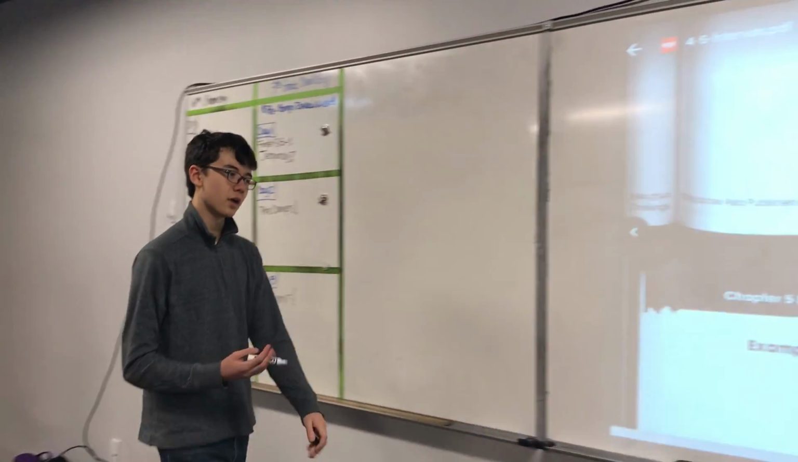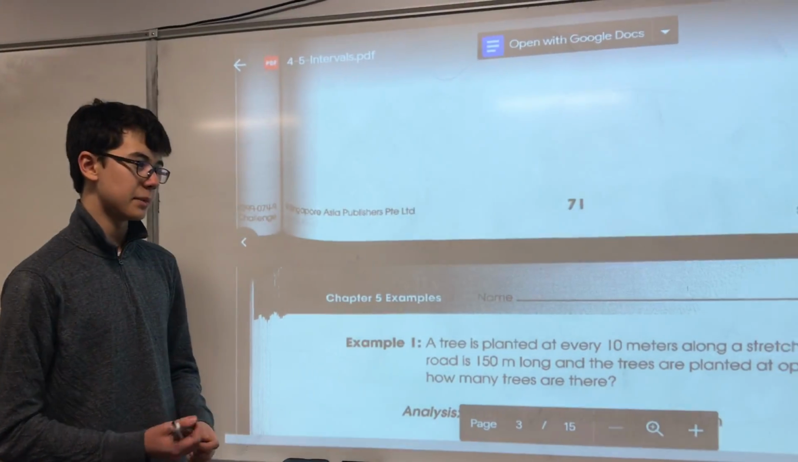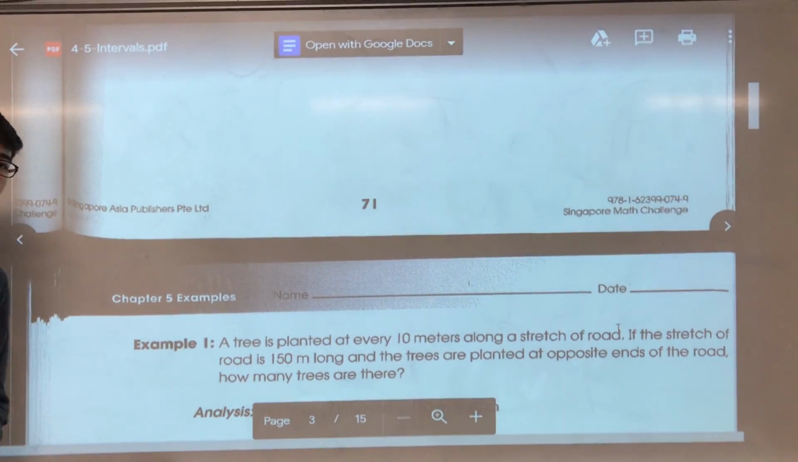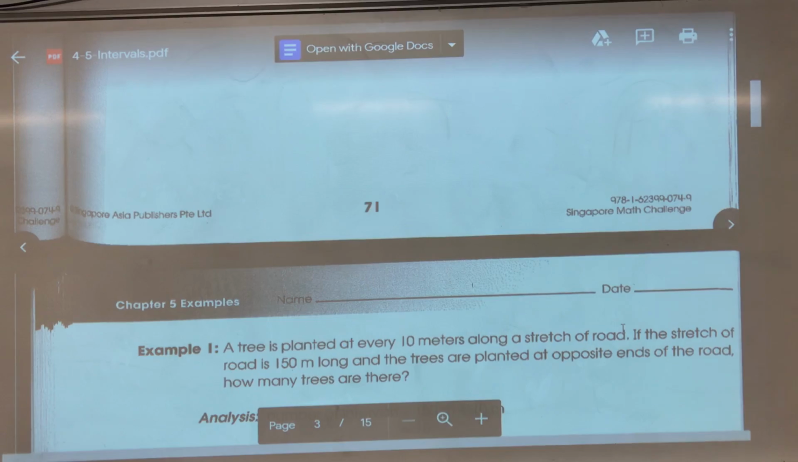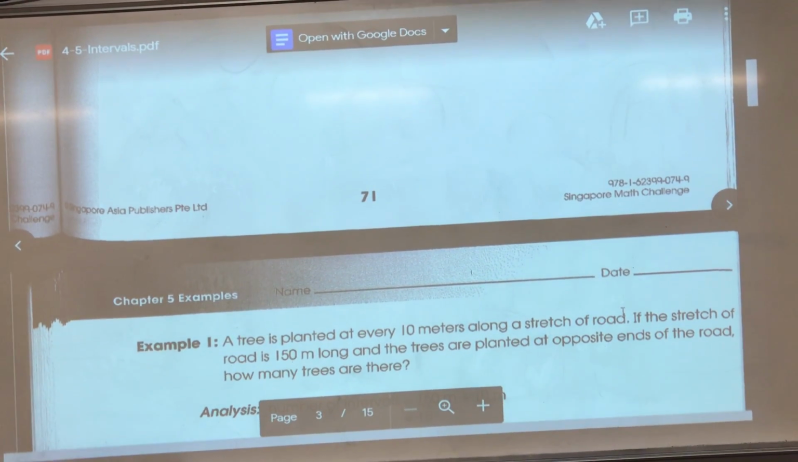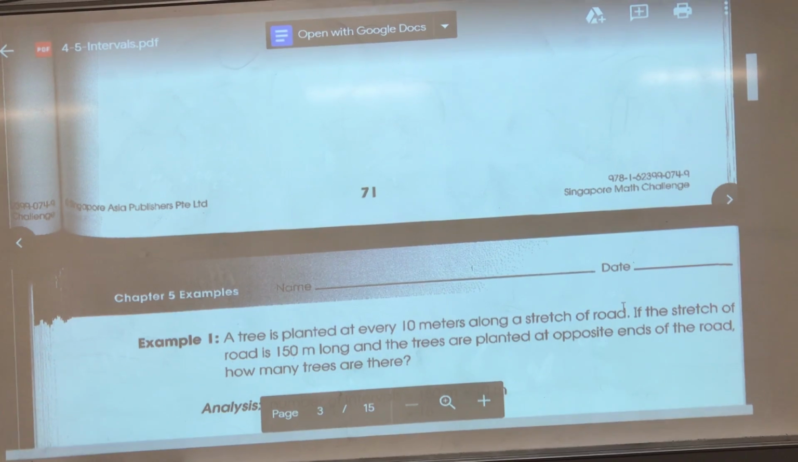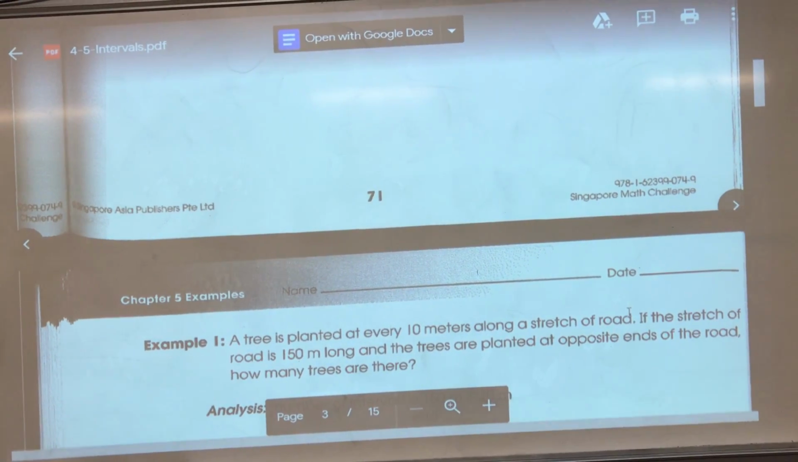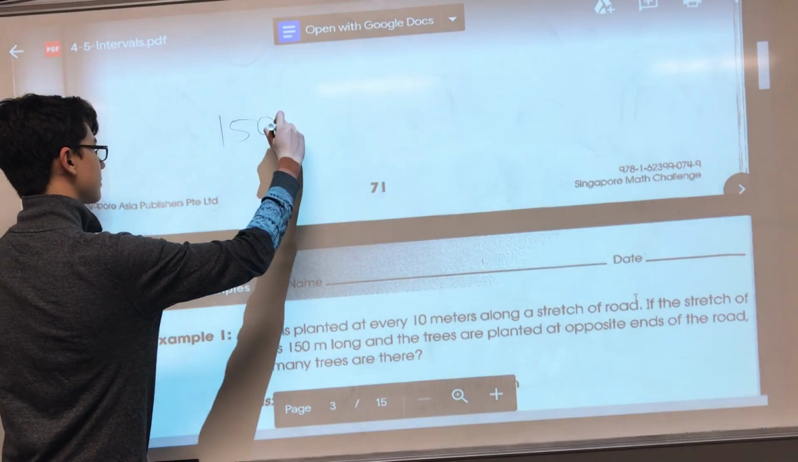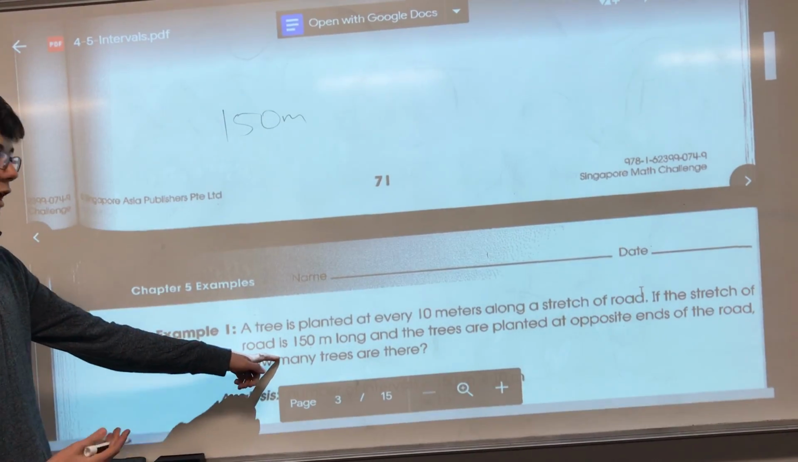So our first problem is a tree is planted at every 10 meters along a road. If the road is 150 meters long and the trees are planted at opposite ends of the road, how many trees are there? So the first thing we want to get is the size of the road. So it's 150, right? And then we want to solve for how many trees there are.